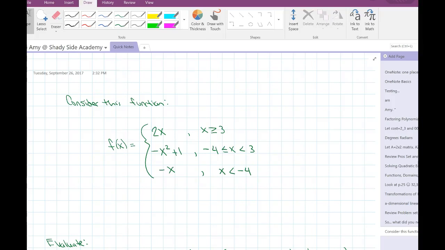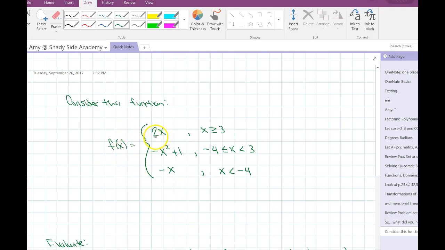Hi, everyone. I am going to talk to you about a new kind of function in the screencast. If you look here at this function, you'll notice that this function is actually described in three different pieces, so to speak. Depending on the x value that you want to evaluate the function at, f of x will equal different things.